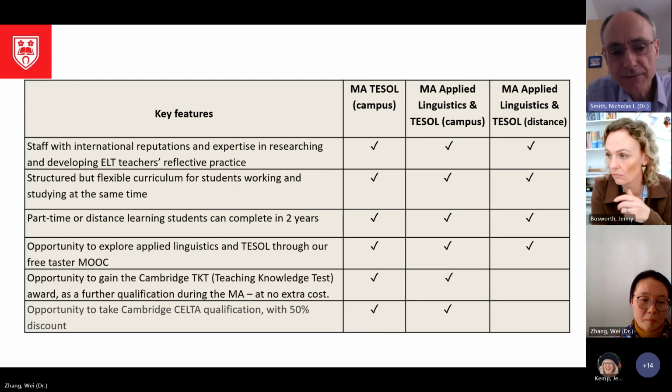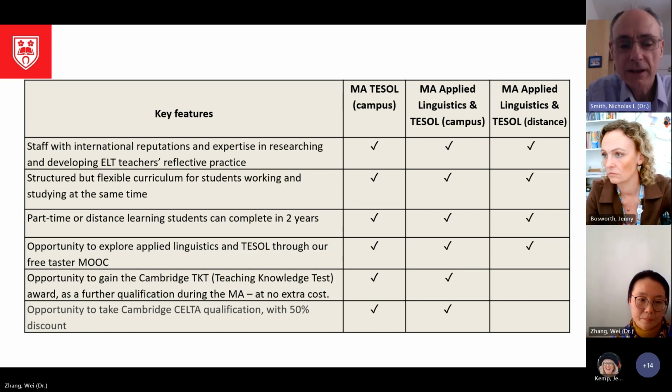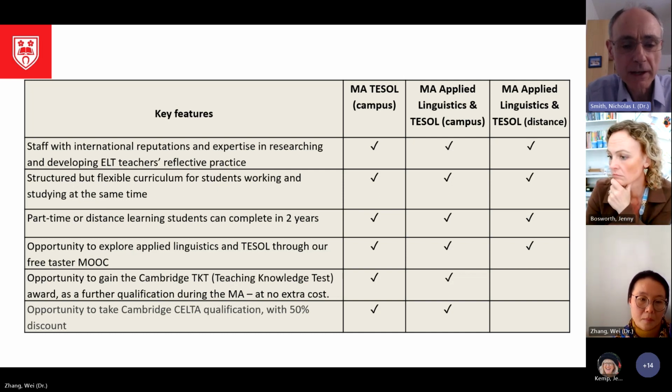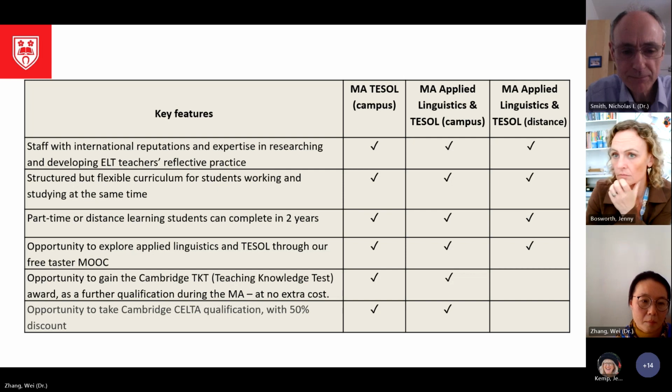Our staff are research active, and your teaching will be informed by their research. As I mentioned, we encourage you to be reflective in your own development as a language teacher. You have the option of taking our programs in part-time mode. On the distance program, that's the default, but on campus, you can do it full-time or part-time.